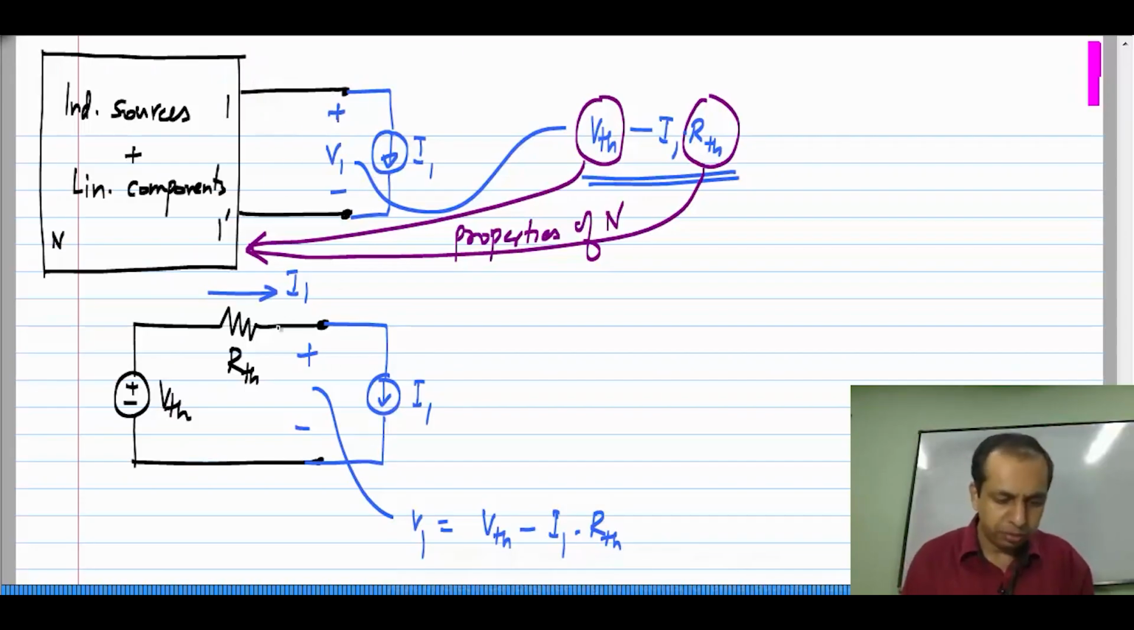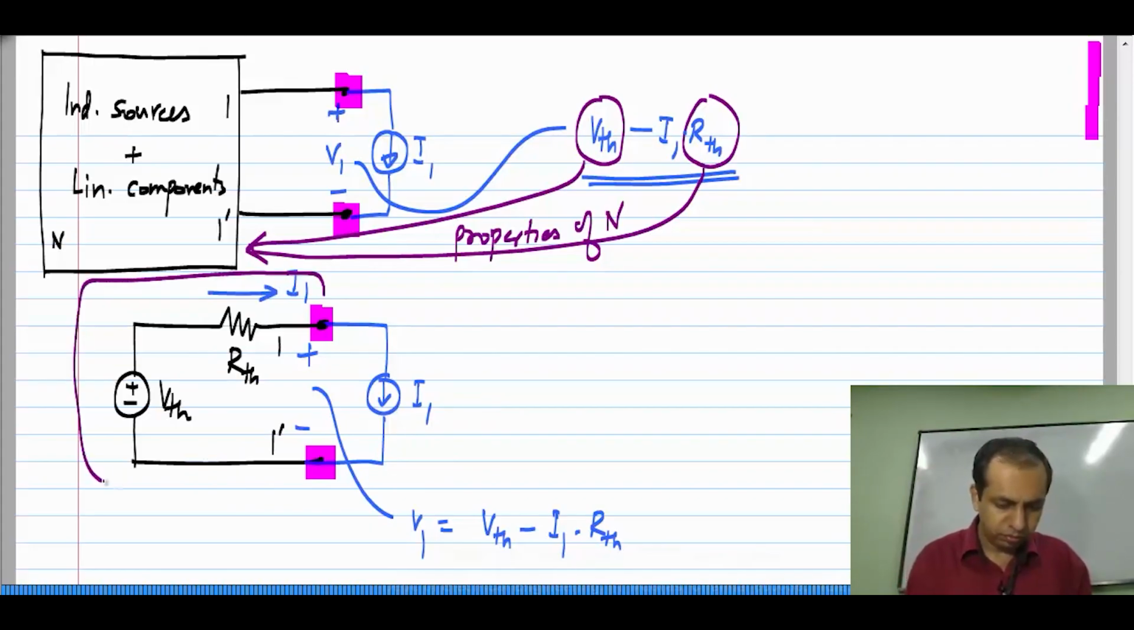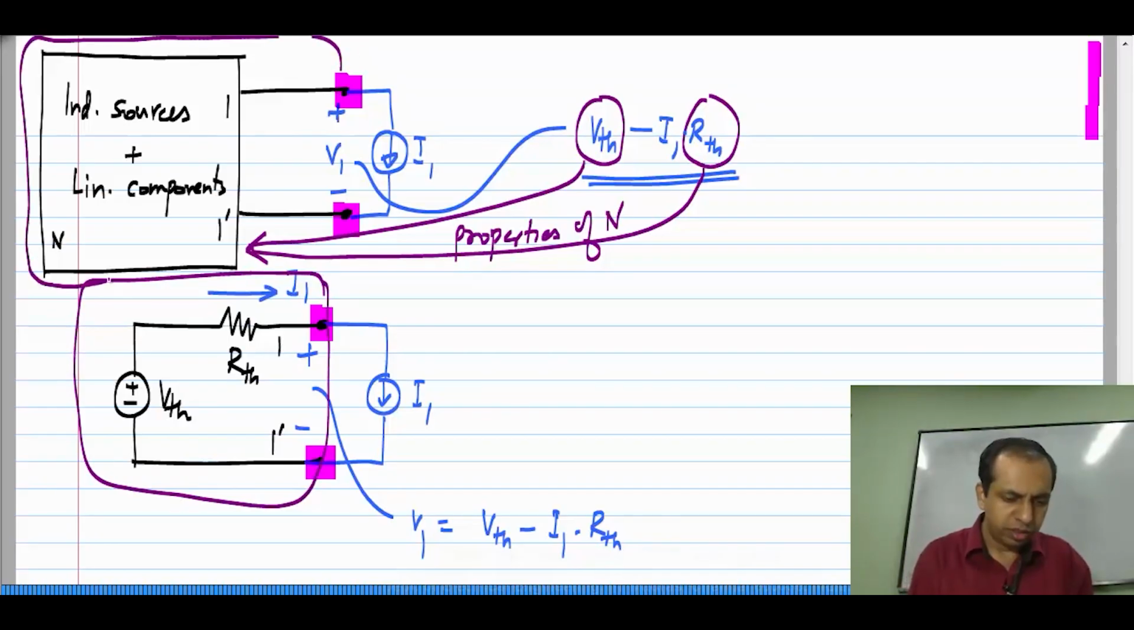Let me also mark the terminals, this is 1 and this is 1 prime, and the equivalence holds only at these two terminals, okay, for nothing else. It holds for the voltage across these two terminals and the current flowing out through these terminals. Okay. So, this simple model here is equivalent to this circuit however complicated it is. Okay. And this is known as Thevenin's theorem.